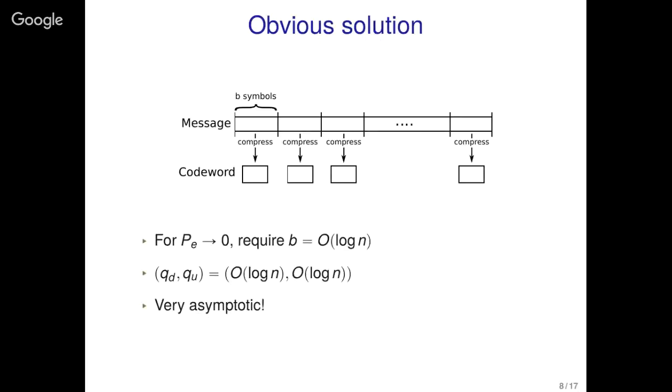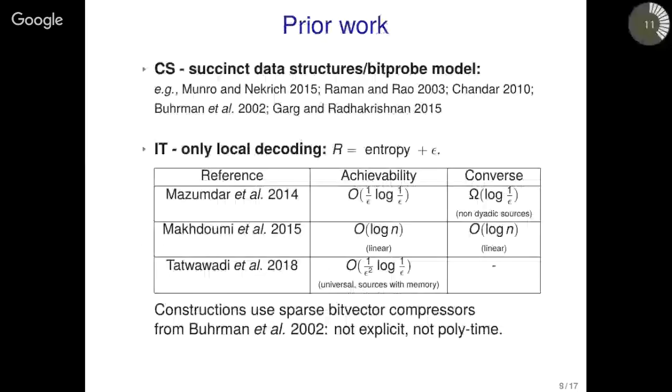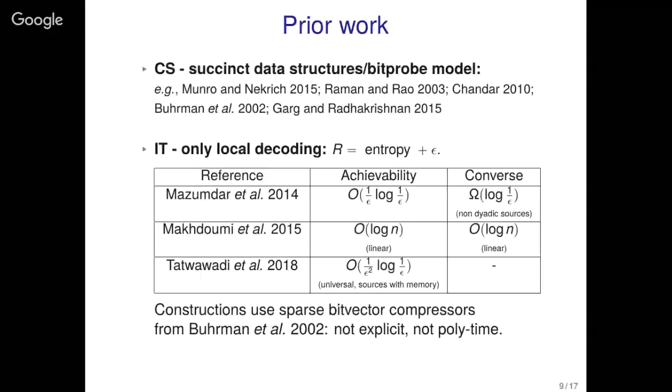So what is known in the literature? Problems of a similar nature have been studied both in the computer science and the information theory community. In the computer science community, problems of this kind go by the name succinct data structures and probe models and so on.